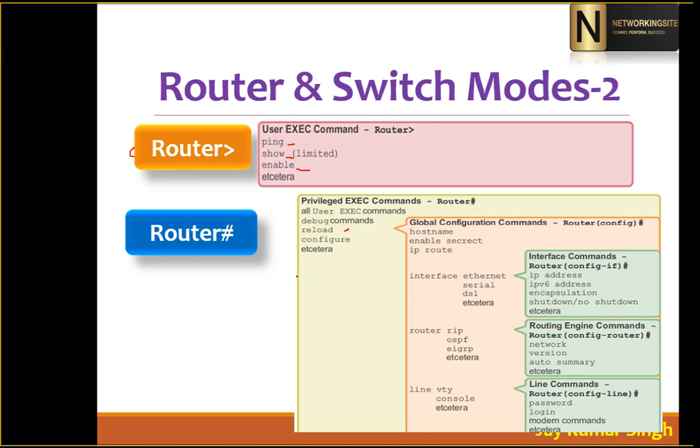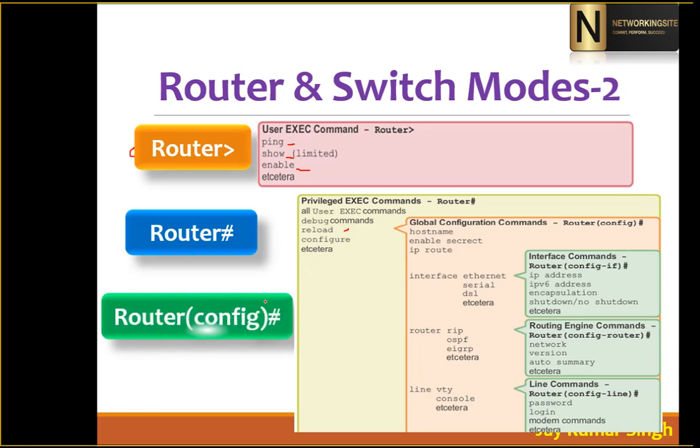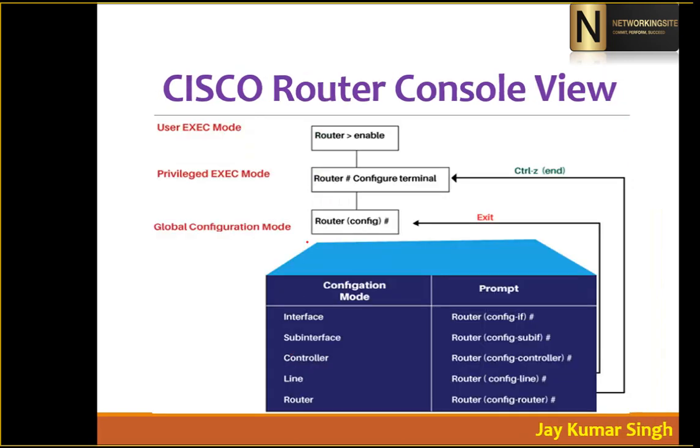After that you have the global configuration mode. Same here: if we are in user mode, what command will you type to come to privilege mode? Enable. And when you are in privilege mode, what command will you type to come to the global configuration mode?